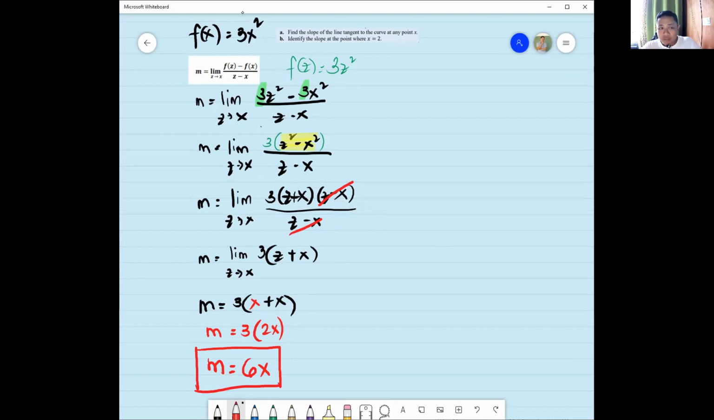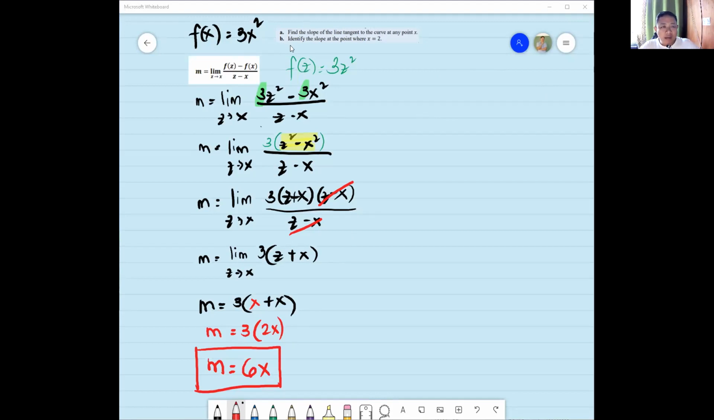Can you follow? Show me a reaction if you were able to follow that process. Okay, what we're doing here is finding the connection of the limits to derivatives. Remember, the derivative is the slope. It's the slope of the given tangent line to the given curve, and that curve is the function. Okay, that's it. So we now got our slope, which is 6x.